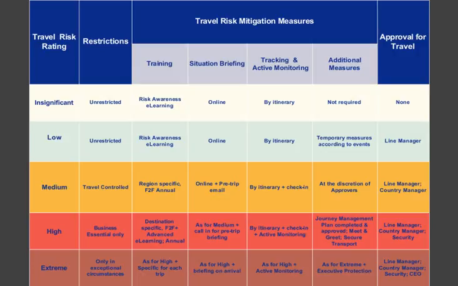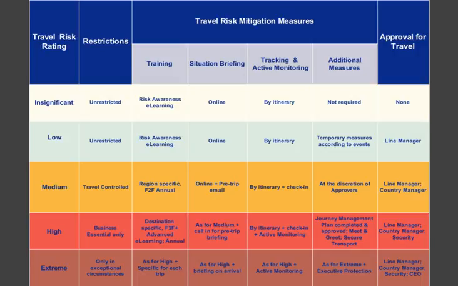Obviously, you have a travel risk rating. You need to understand what the risk is in a particular location. We do ours by country, and so you have from insignificant to extreme. That then drives your mitigation measures. You talk about what restrictions you might place on travel, or what additional steps are needed to complete that travel.